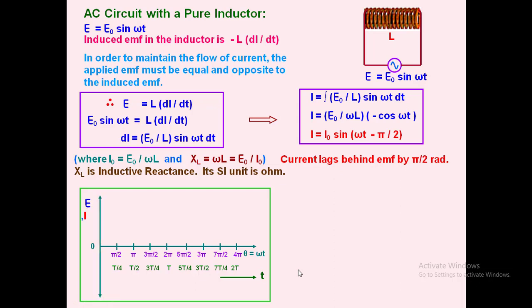Along the y-axis I am taking E as well as I, that is EMF and current, to represent. Now initially, sin omega t, because there is no phase difference, you can represent the sinusoidal wave for the EMF as the blue line. You can see that it starts from 0, becomes maximum at pi by 2, again 0 at pi, maximum again at 3 pi by 2, and 0 at 2 pi.